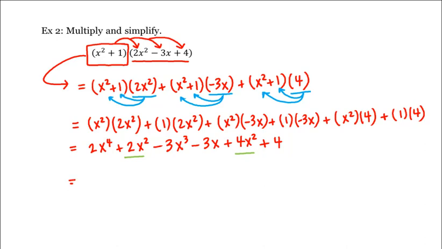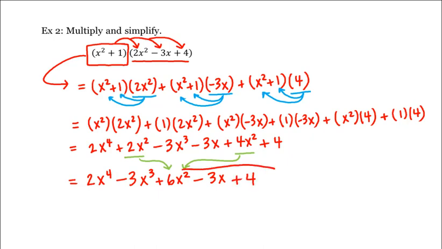So this is equal to 2x to the fourth, and then we have the minus 3x cubed term. And now combining these x squared terms, we have plus 6x squared, and then we still have the minus 3x and plus 4. So this would be our answer here.